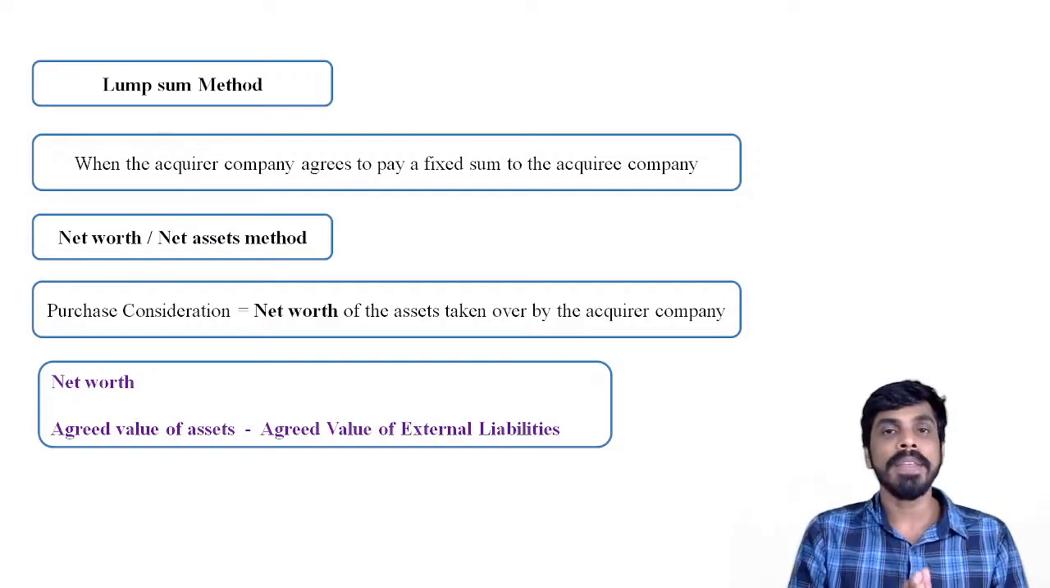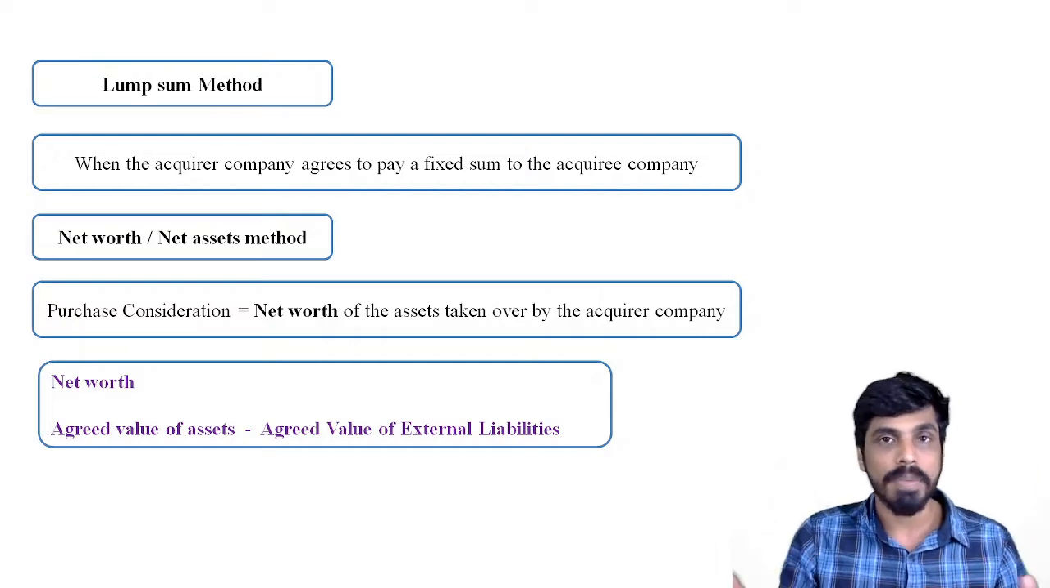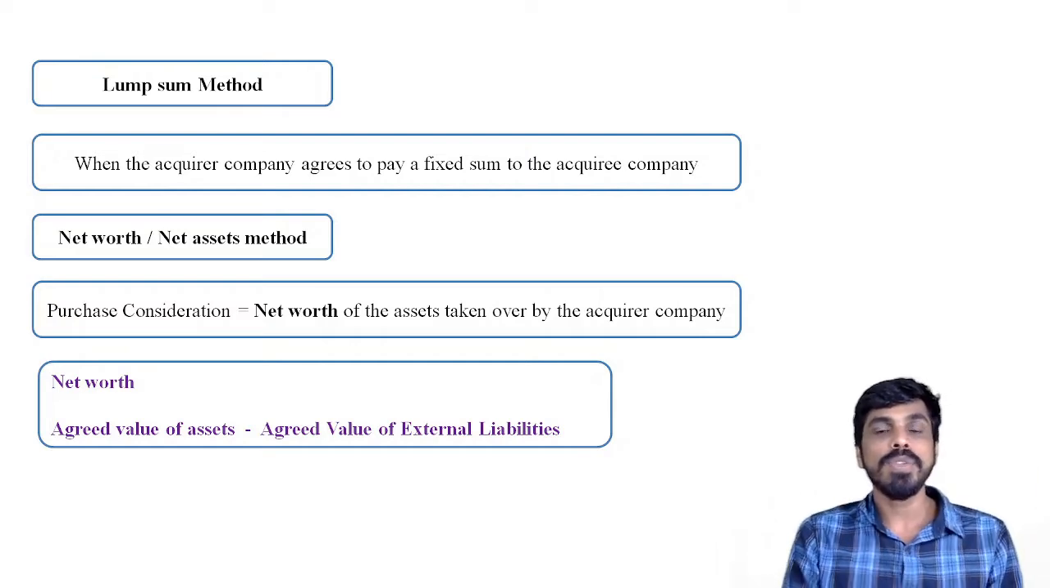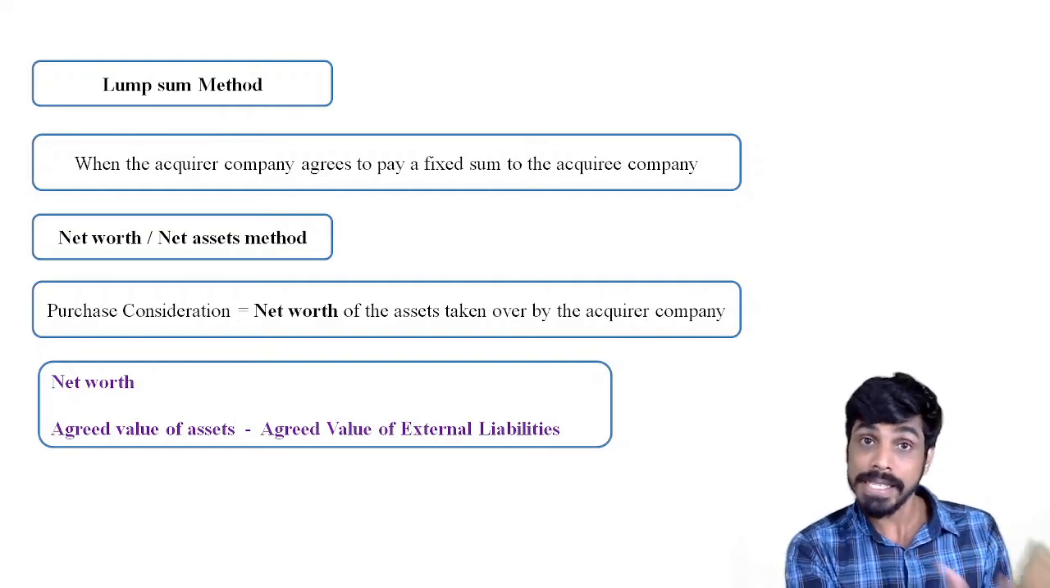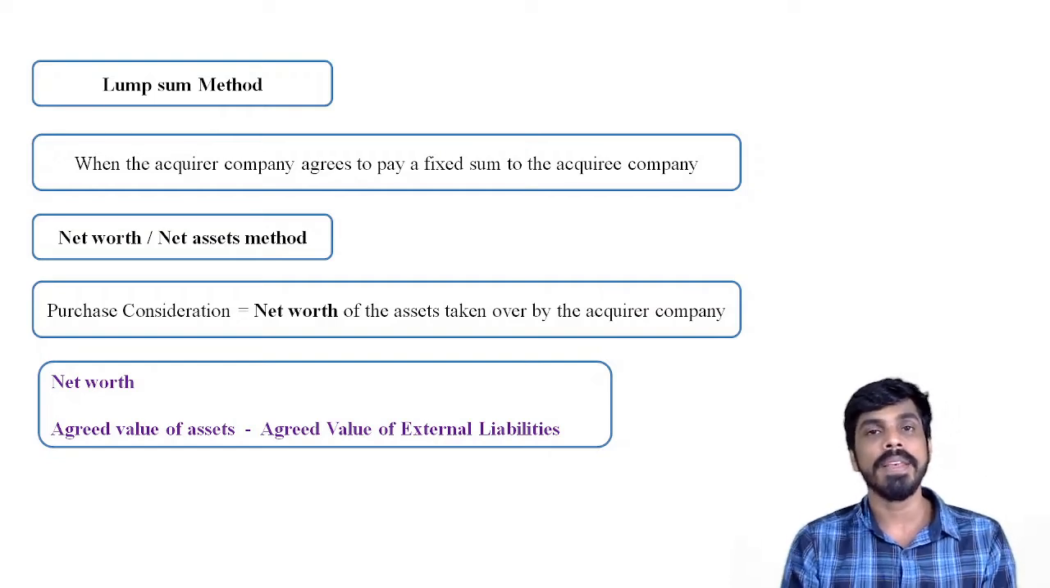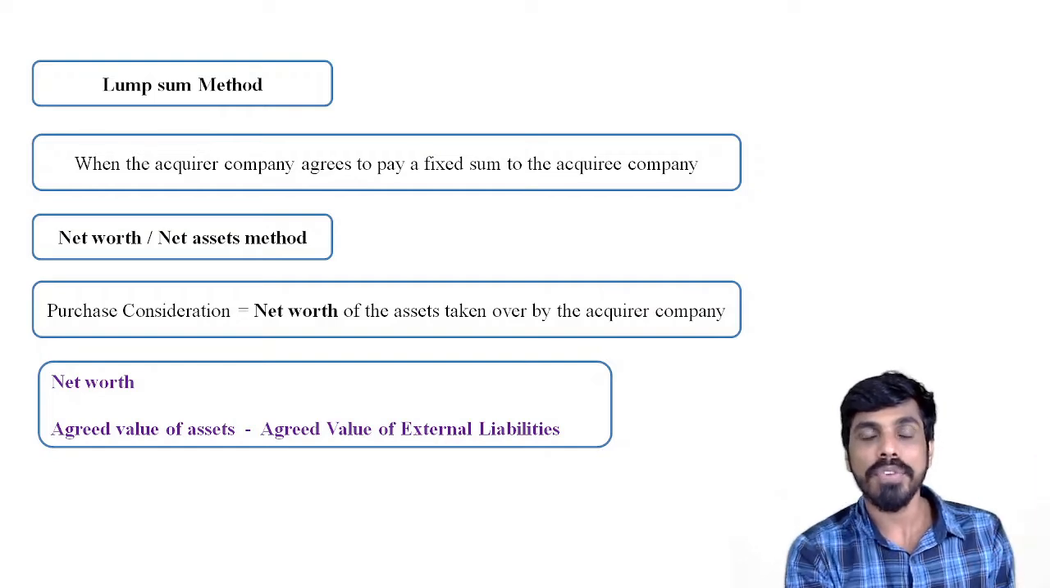For example, imagine there is a balance sheet. In a balance sheet, assets and liabilities will be equal. So the acquirer company is going to take over all the assets of the acquiree company, because that is the worth they are going to get. Fine. So they will take the total of these assets.